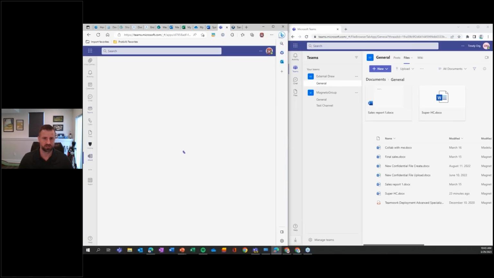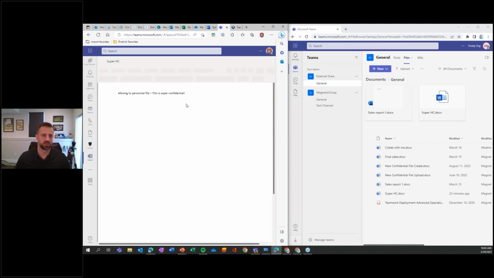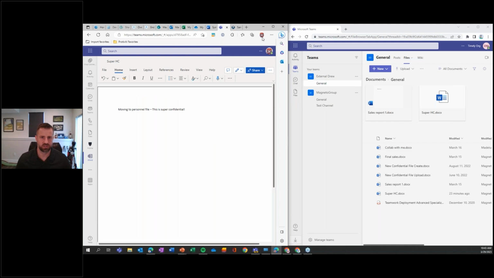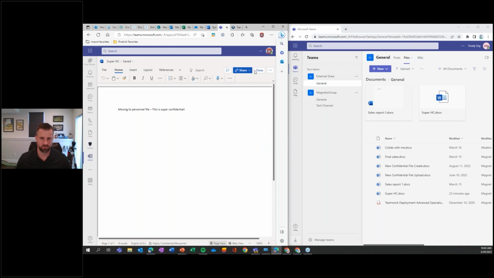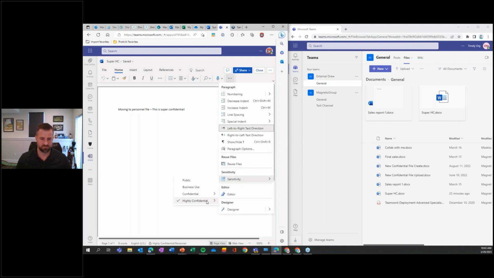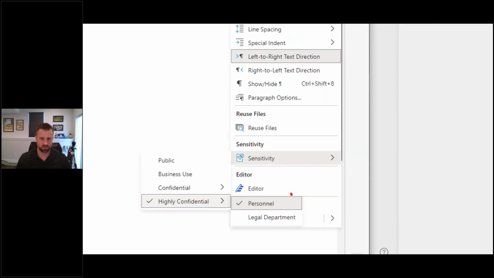So look at this file. This super highly confidential file I called super HC. You're going to see this is super confidential. I'm going to expand this out like this. You're going to see the sensitivity for this is under highly confidential. So this is actually marked as, let me pull it back up again, this is marked as a highly confidential personnel file, okay? So I marked this as highly confidential personnel.